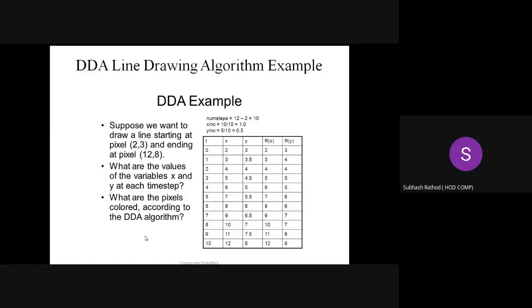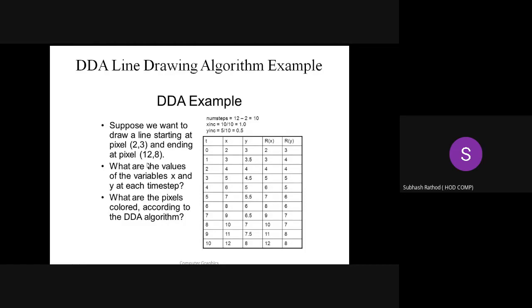Look here at the example. Take the pen and paper and calculate the values. Suppose we want to draw a line starting at the pixel 2 and 3, and the end point pixel is 12 and 8. Just note it down on paper.